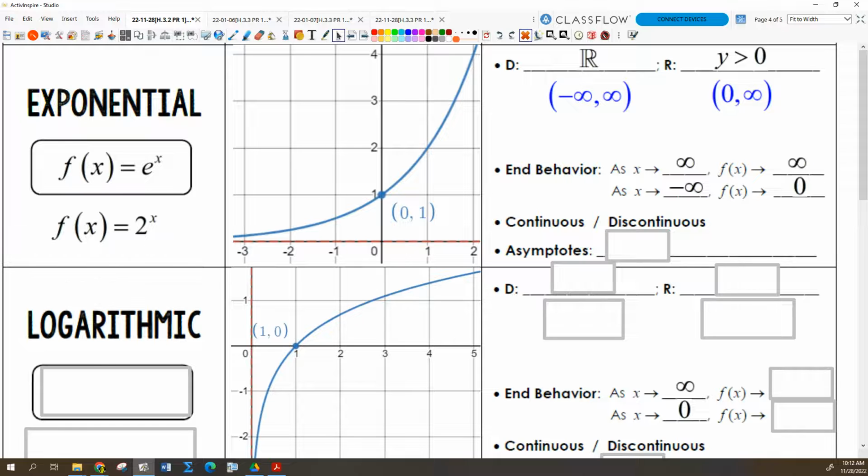Continuous. Vote with your thumbs. You bet it's continuous. And asymptotes, yeah, there's one, right? What's the equation of that line if it's the x-axis? Not x. Y equals 0, right? Because it cuts through the y-axis at 0.